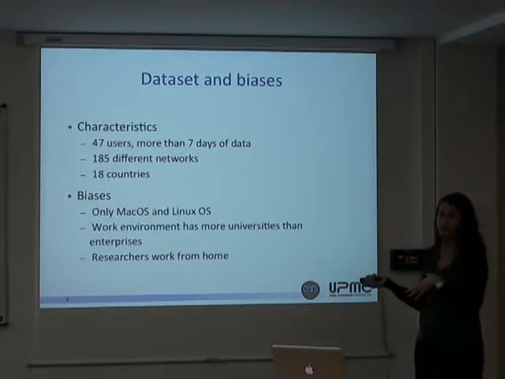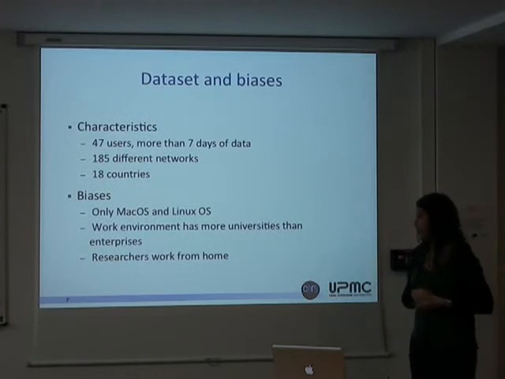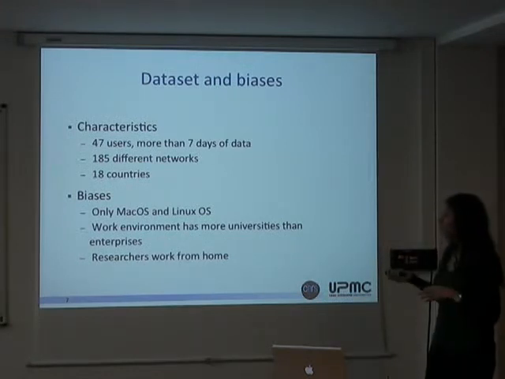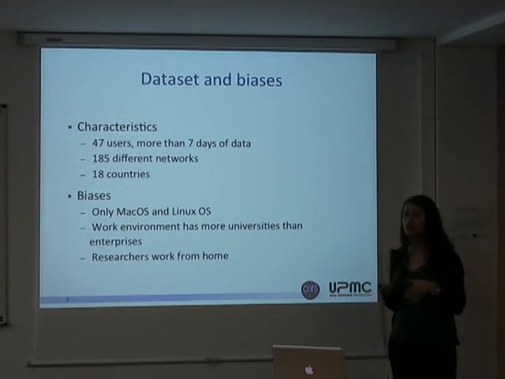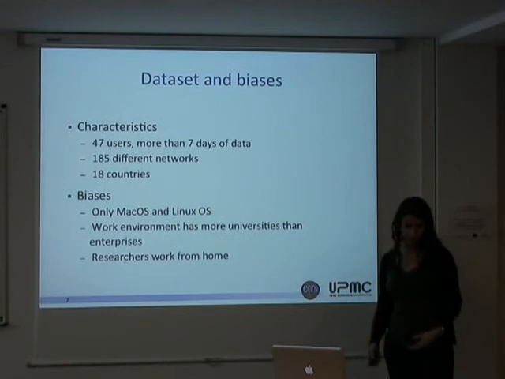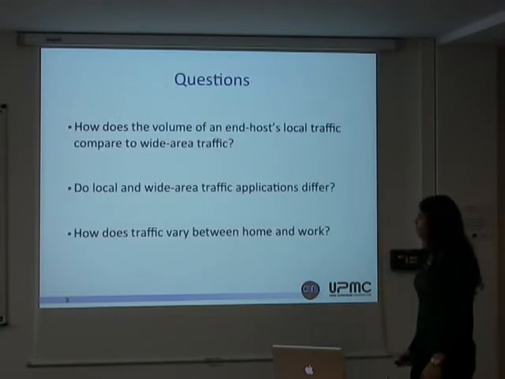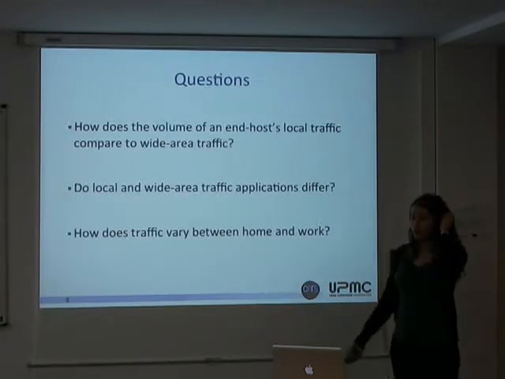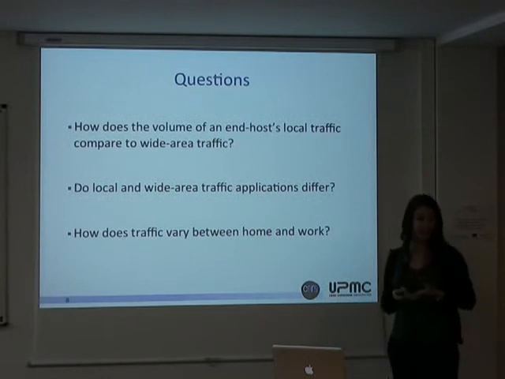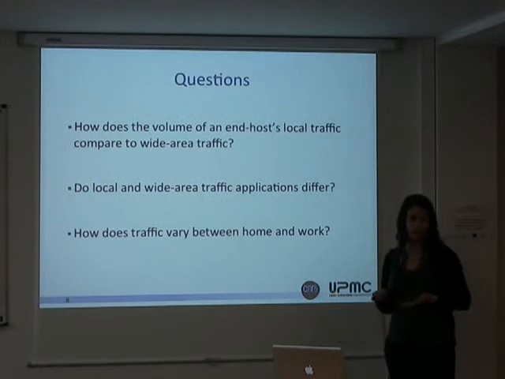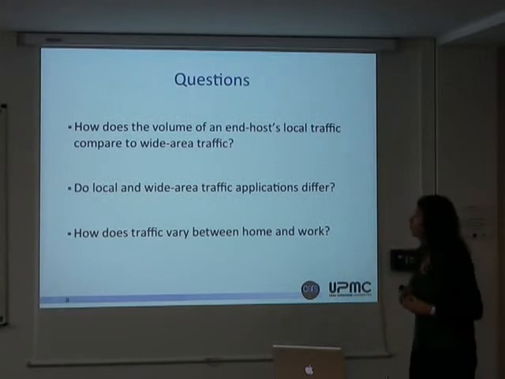So the work environment is often universities. And another issue is that the researchers can also work from home. Actually, they work a lot from home. So in the application mix of the home, we can find some applications from work. But still, with all these biases, we do find a lot of diversity in our data when we analyze it, and we could study 185 different networks.